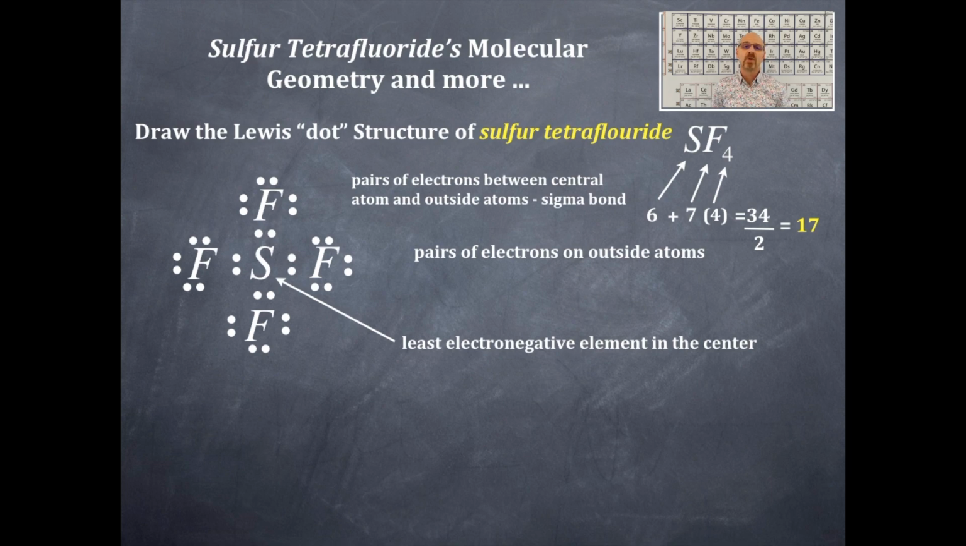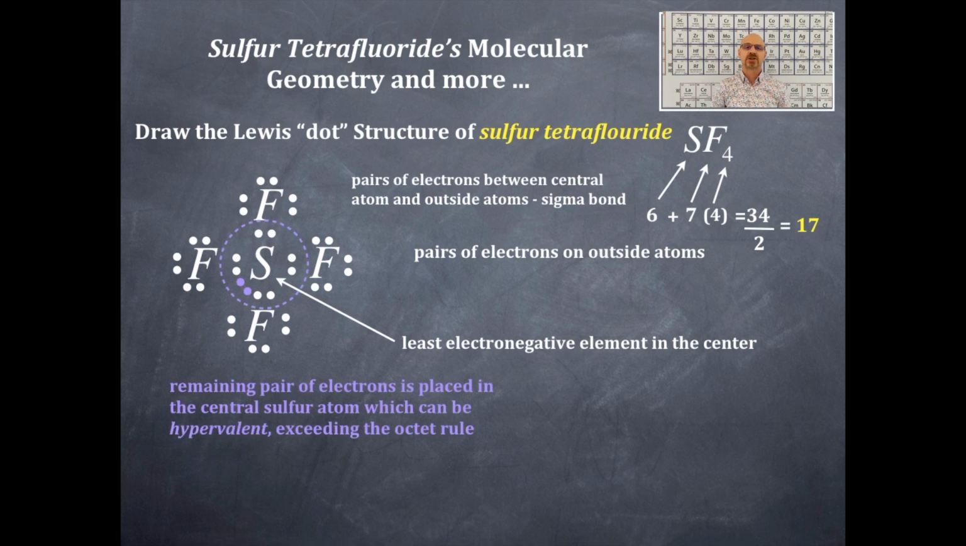Now, do I have any more pairs of electrons? I do. In fact, I have one more pair. Where is it going to go? What's the next rule? The next rule is to place pairs of electrons on the central element. And that is done just like that.